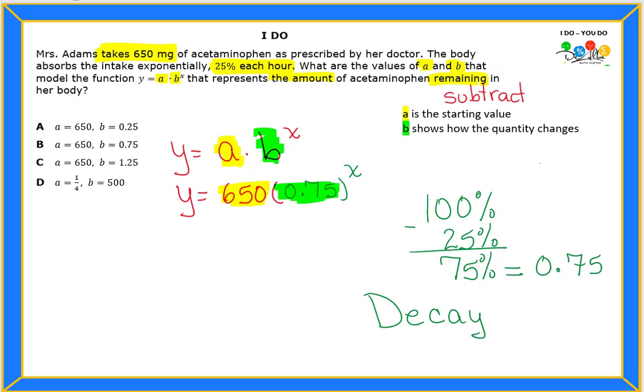So let's look at the answer choices and see which one has my 650 and a 0.75. Yes, you'll be correct if you're saying letter B. Very good.